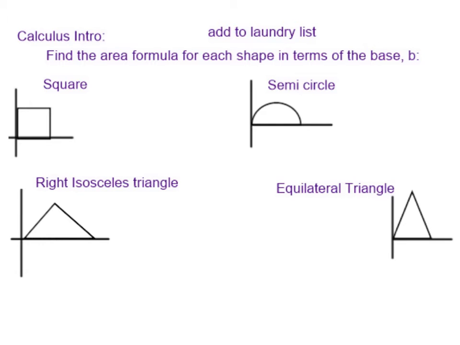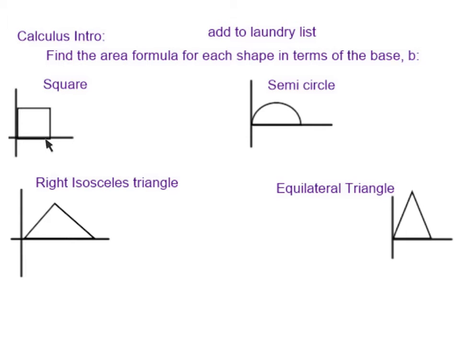So the first part of the exercise that I would do is adding to the laundry list. You have been keeping a list of the concepts in this class, and we are to the section called cross sections. And so what I would do at the beginning of class is I would have you find the area formula for each shape in terms of the base. So in other words, I would take a semicircle or an equilateral triangle or a right isosceles triangle, and I would place the base along the x-axis. And so you can kind of see that on this diagram.